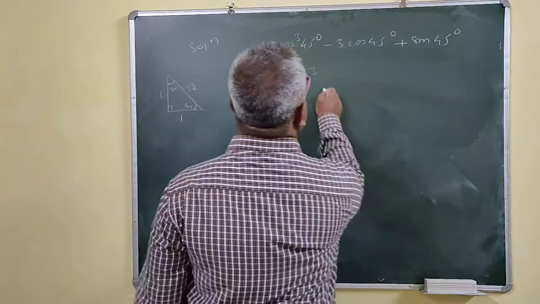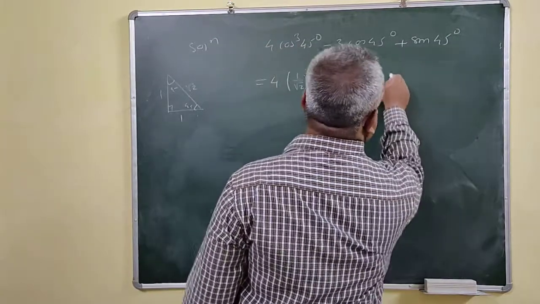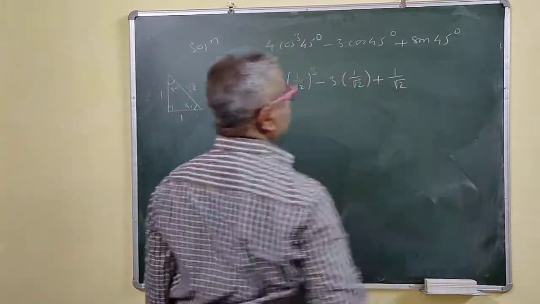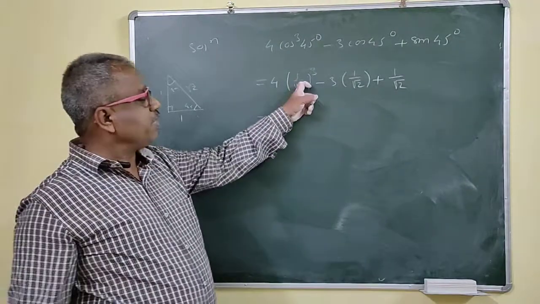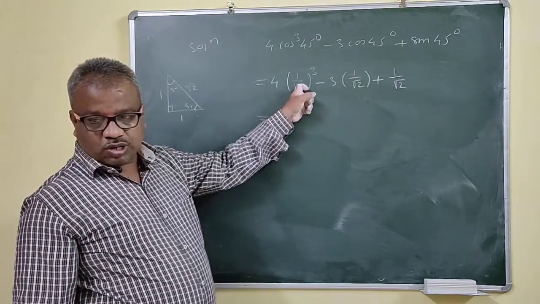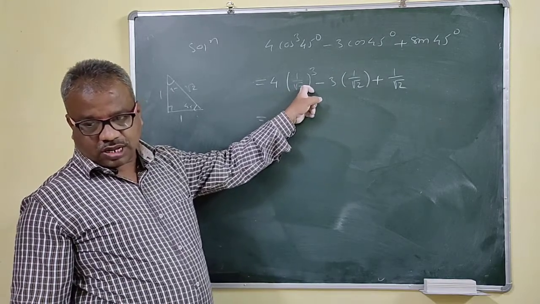Okay, minus 3. This is what? 1 by root 2. Plus sin 45 is also 1 by root 2. So if you take the cube of this one, what do we get then? Cube of this one: root 2 into root 2 into root 2. Root 2 into root 2 is 2, and 2 times root 2, that is 2 root 2.